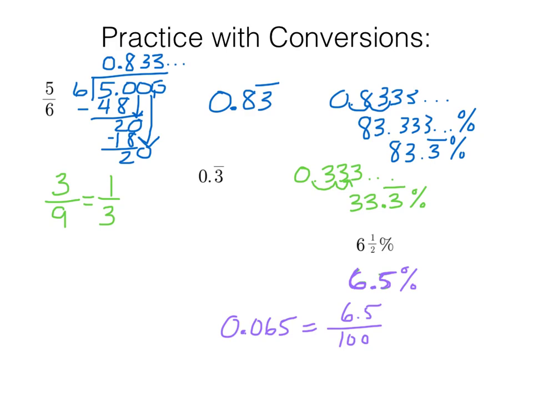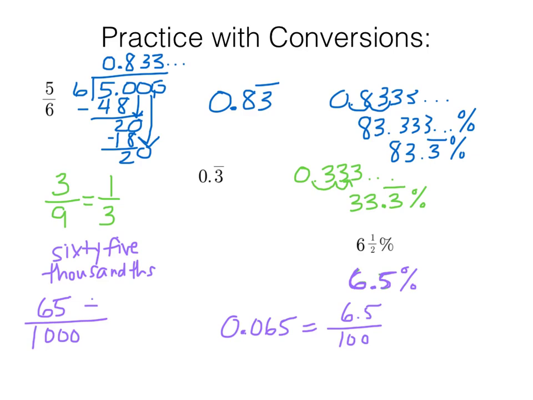If I now want to change that into a fraction, I have to read it. That's 65 thousandths. Well, that's 65 over 1,000. If I now take that fraction, 65 over 1,000, and I divide both the numerator and denominator by 5, I'm going to get 13 over 200.